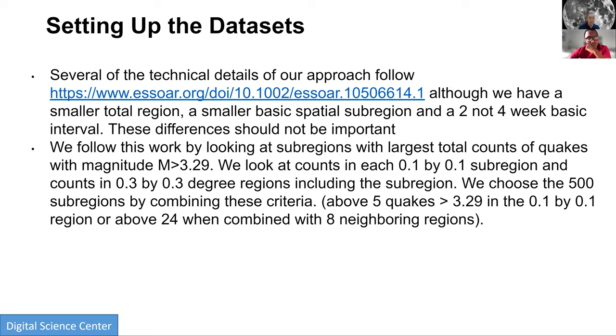Not just in them, but also nearby, because these things are spatially connected. I looked at the counts both in the region and also in the neighboring regions. So I required at least 5 quakes in the region, or 24 quakes in the 9 regions near that, including that region. In 2D, you have 9 in a nearest neighbor cluster.